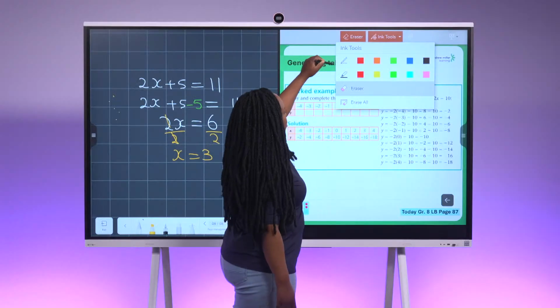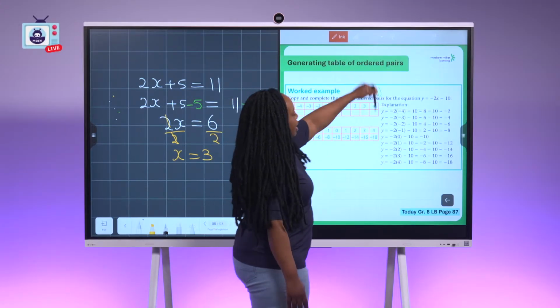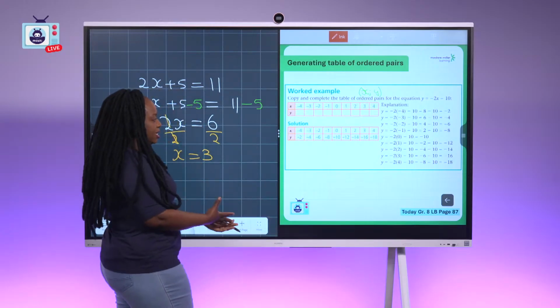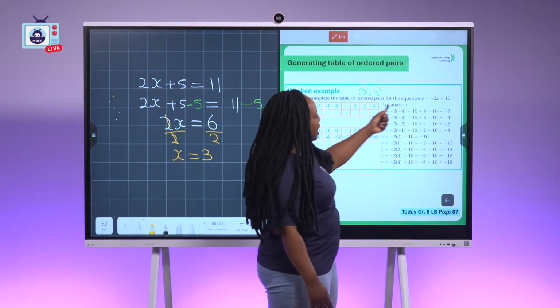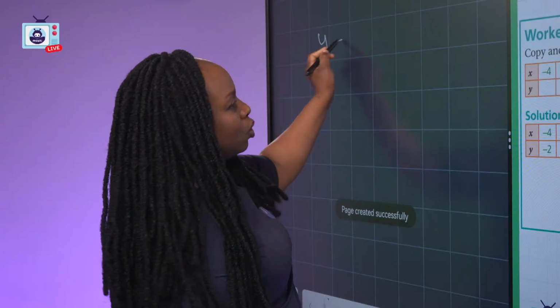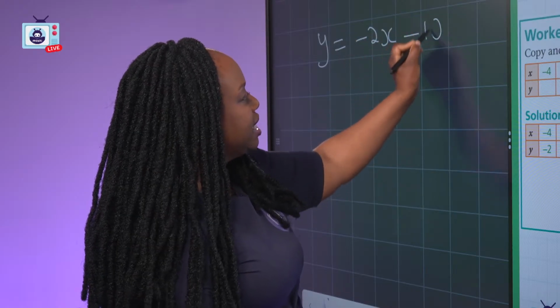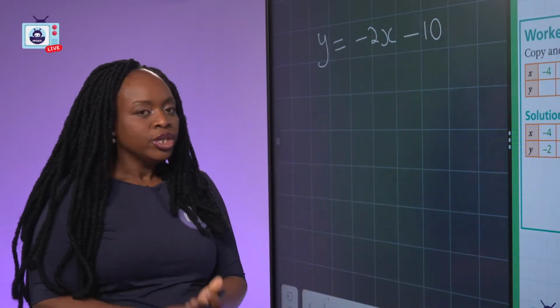Okay, so let's go through this and see how we're going to get to the answers and how they did it. For example, we are given y equals negative 2x minus 10. That is the equation. So what is happening here?